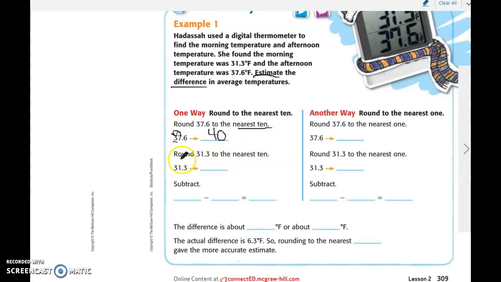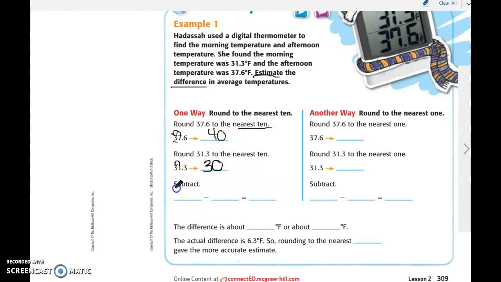And now step 2 says we need to round 31.3 to the nearest 10. So again, we need to round 31. My 1 tells my 3, am I going to add one more, or I'm going to let it rest? Let it rest. Yeah, we're going to let it rest. And then everything after, we're going to turn to a 0. So now we can subtract. We have our new numbers, 40 and 30. So let's go ahead and rewrite it.